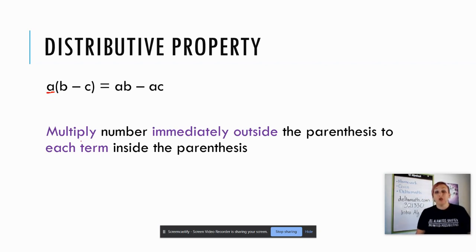Now, terms are numbers and variables that are being multiplied together, and they're separated by adding and subtracting signs. So in this scenario, I have two terms on the inside. So I'm going to take my A and I'm going to distribute it. I'm going to multiply it by the B, and I'm going to multiply it by the C. And that gives me my new answer over here.